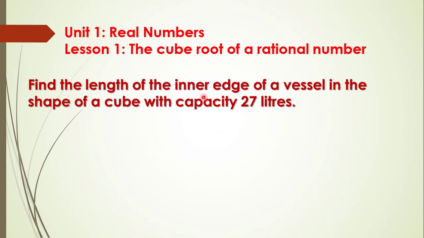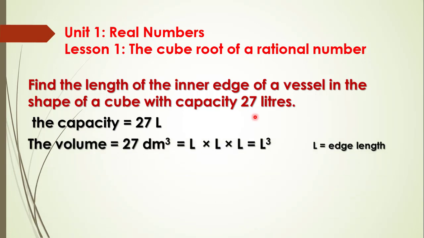Okay, here we have an exercise. Find the length of the inner edge of a vessel in the shape of a cube with capacity 27 liters. We have the capacity. It's the same as the volume. The capacity 27 liters means 27 decimeter cube. So the volume is 27 decimeter cube. It means L to the power 3. We said before the volume is edge length by itself, it means edge length to the power 3. Edge length here is L.